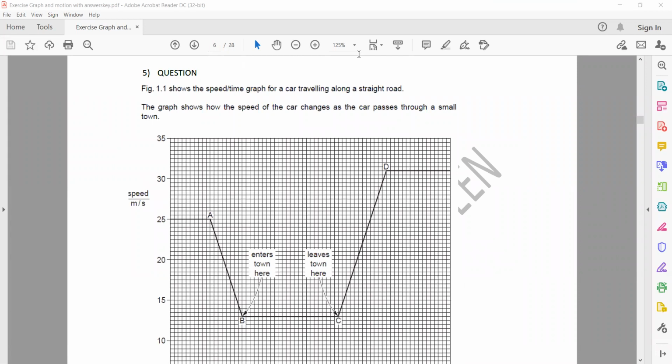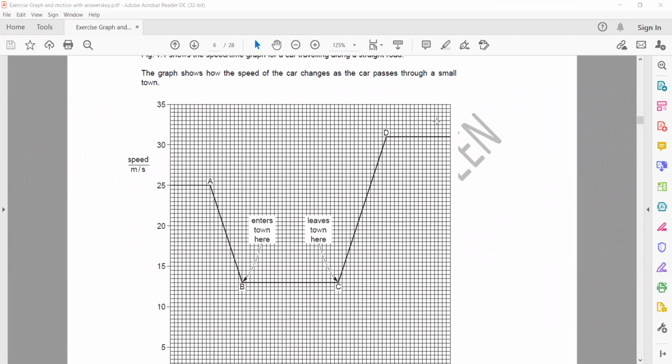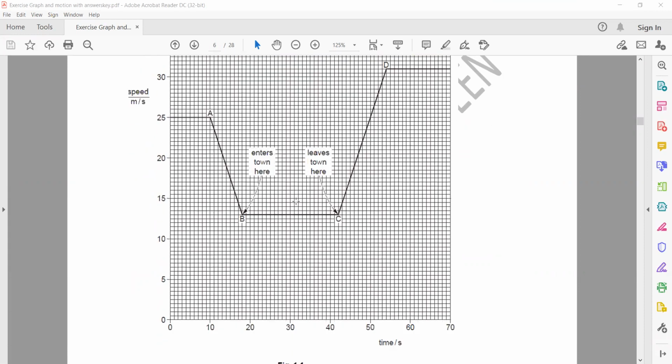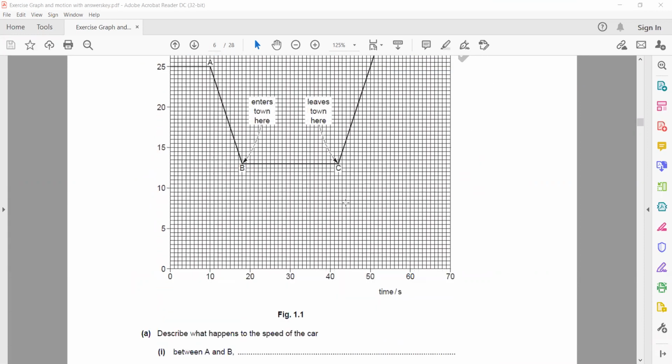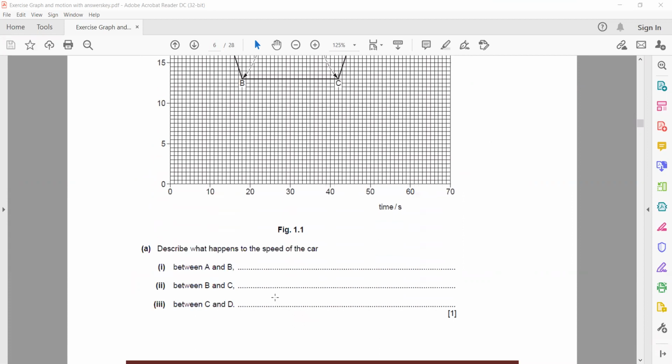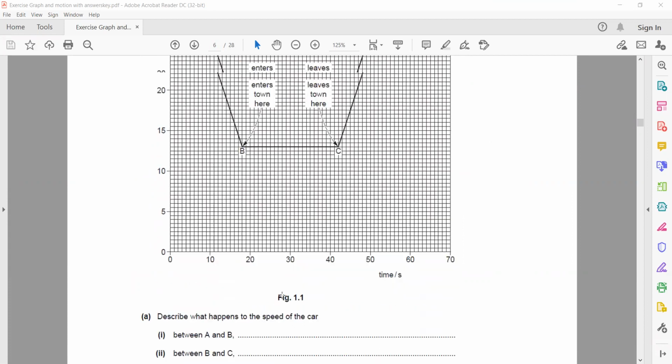In question 5, figure 1.1 shows a speed time graph for a car traveling along a straight road. So it's a speed time graph. The graph shows how the speed of a car changes as the car passes through a small town. So this is the whole speed time graph. Describe what happened from A to B, from B to C, and C to D.